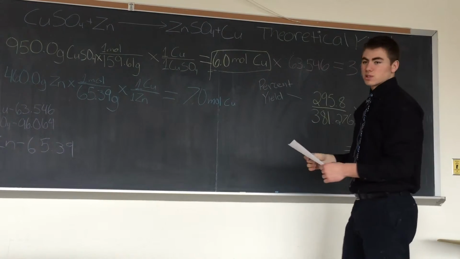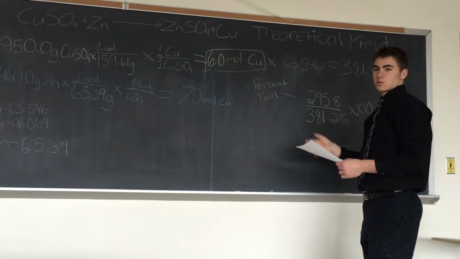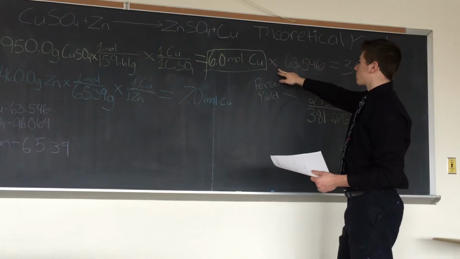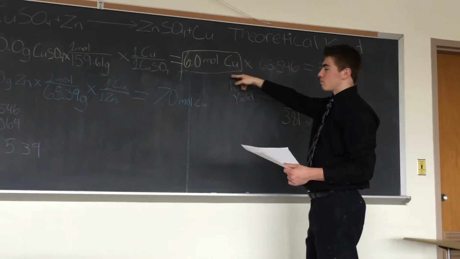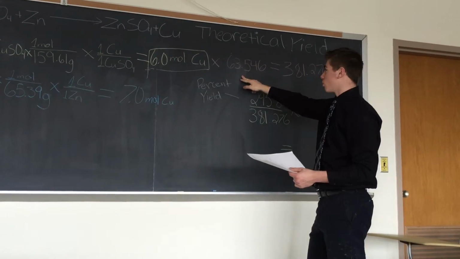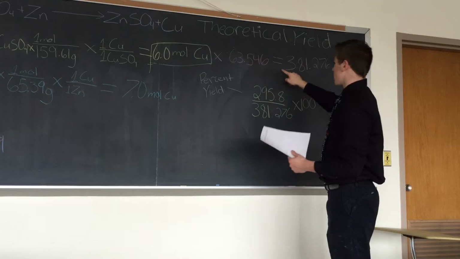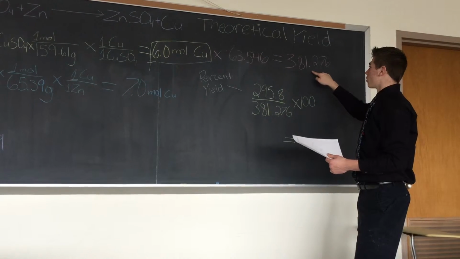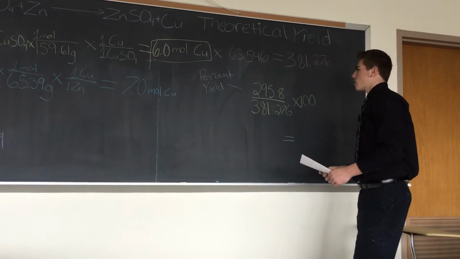And to find the theoretical yield of this equation, you have to multiply the limiting reactant by the molar mass of copper, which is 63.546, to get the answer 381.276.